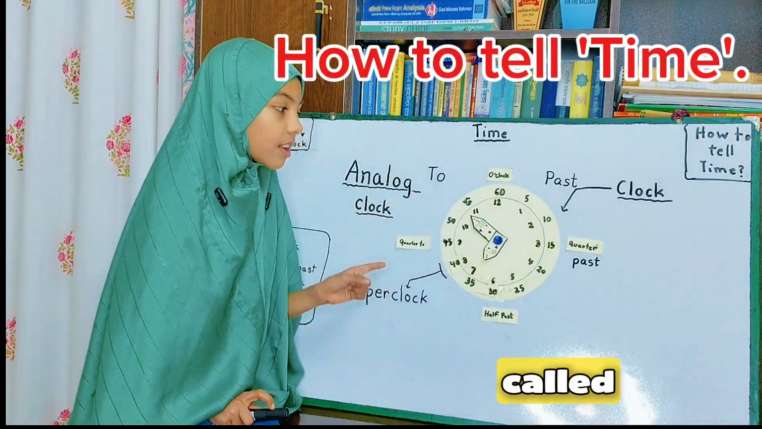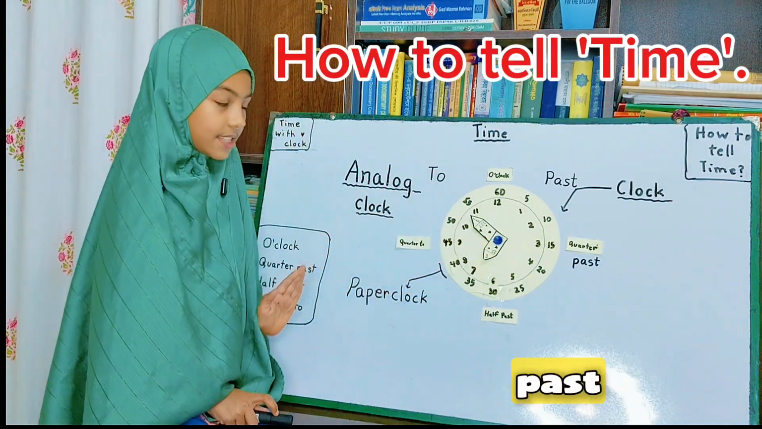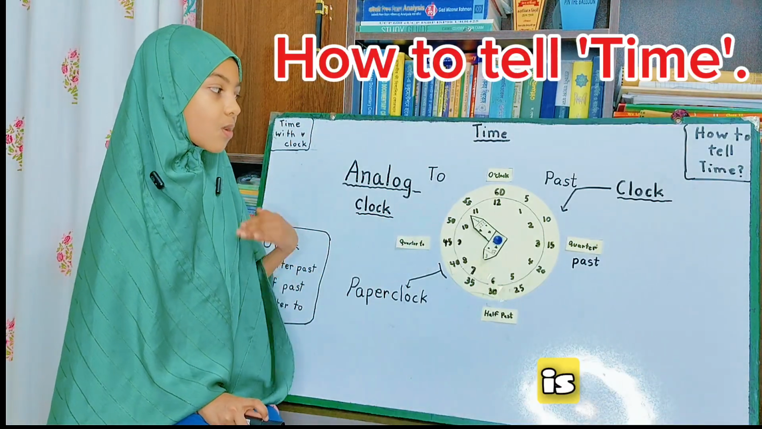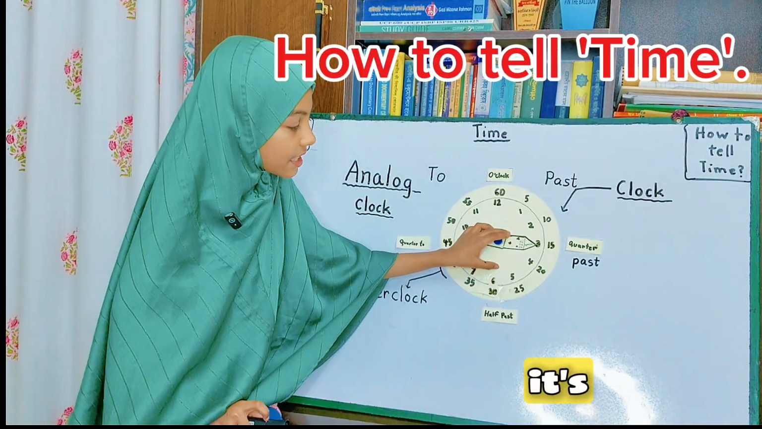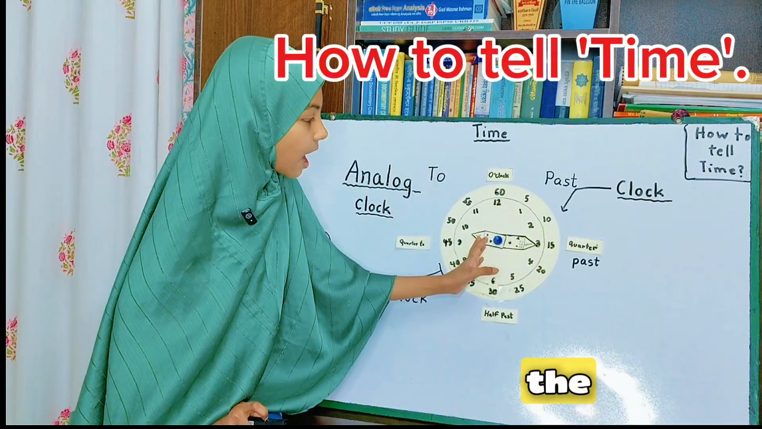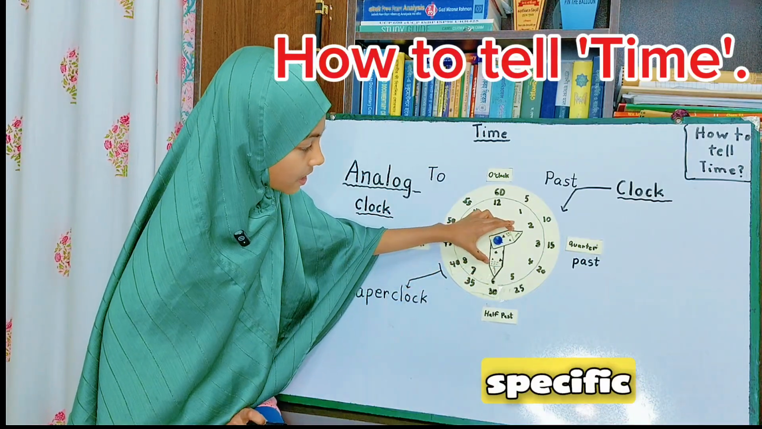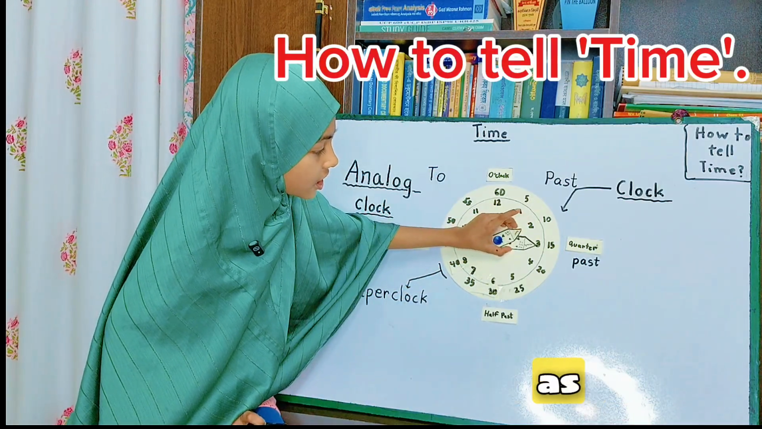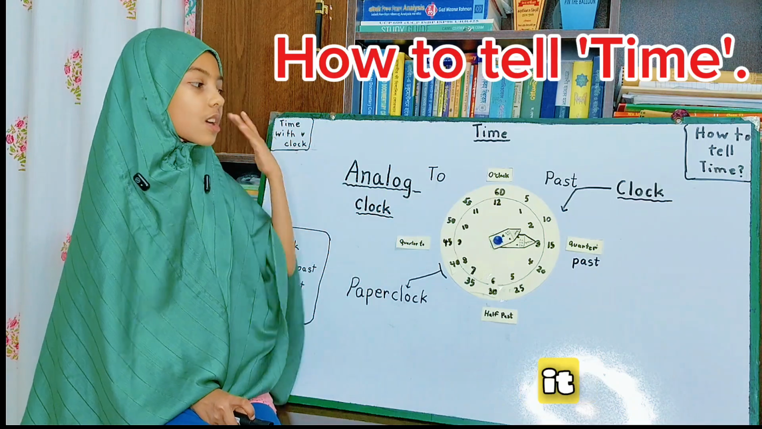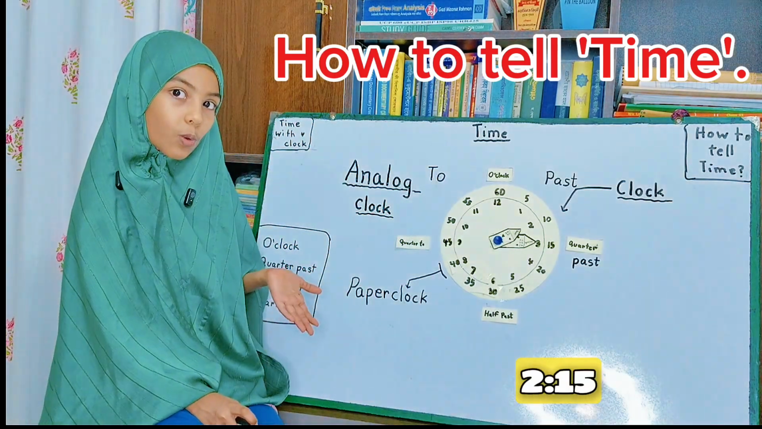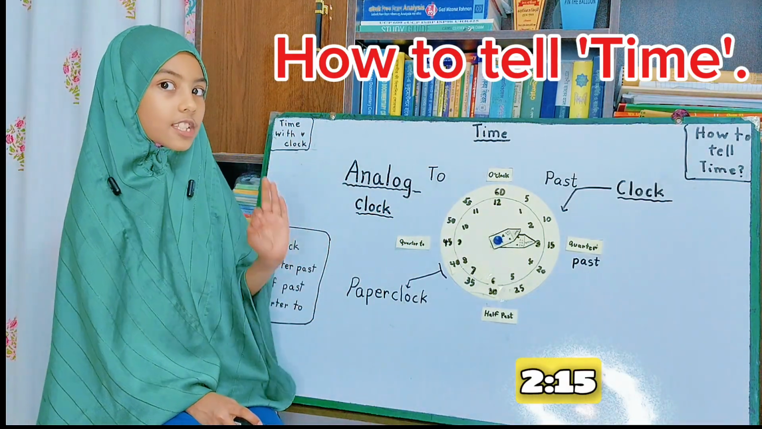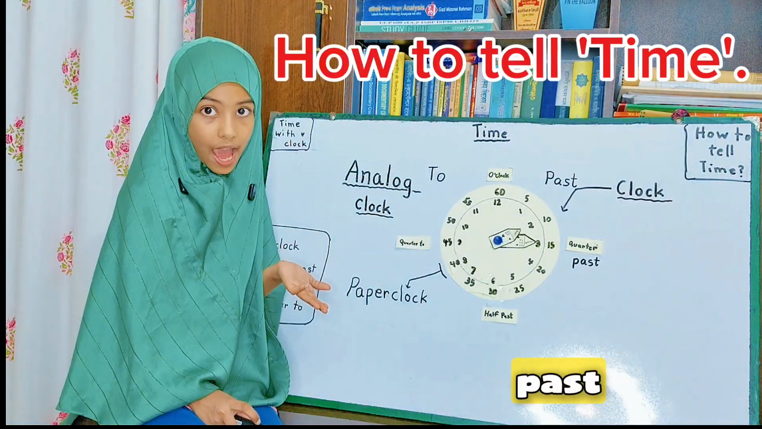The 3 is called quarter past. So it's on 3 and the hour hand is on a specific number, such as 2, we call it quarter past 2.